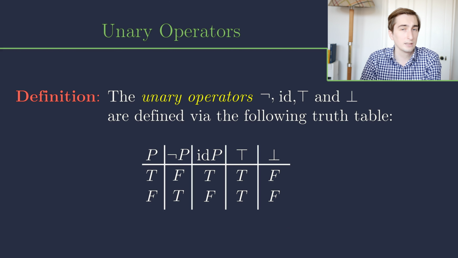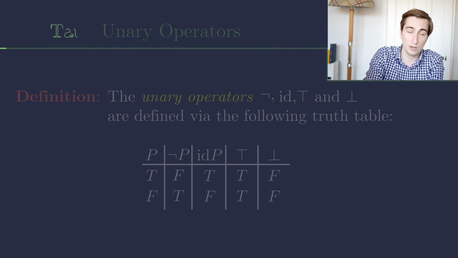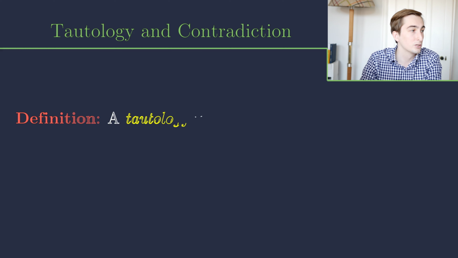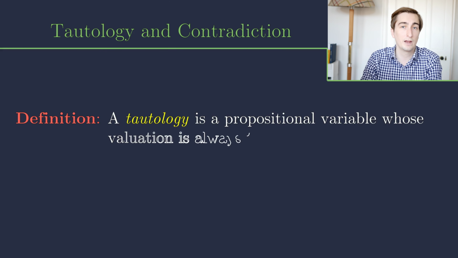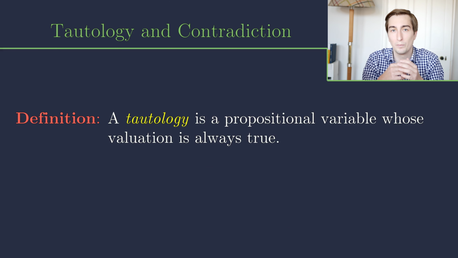So I explained at least what the negation operator is and where the word negation came from, and where the identity operator and the word identity came from, but why do we have this tautology and contradiction operator? That leads us to our final definition of what we mean by a tautology and a contradiction. A tautology is a propositional variable whose valuation is always true. That is, imagine you're given some compound proposition. It's built up of lots of individual atomic propositions, and no matter what values those atomic propositions take, whether they're true or false, the overall compound proposition is always true.